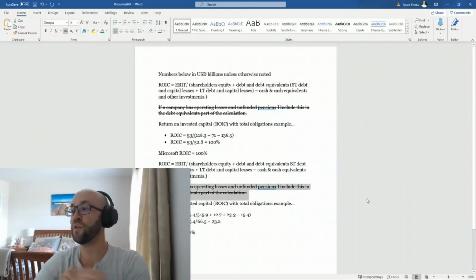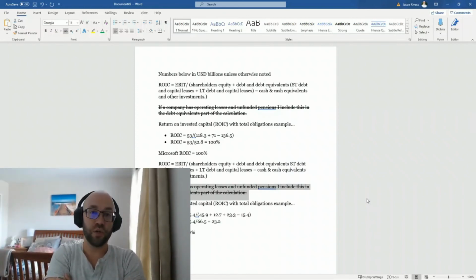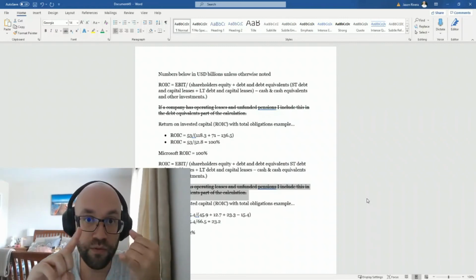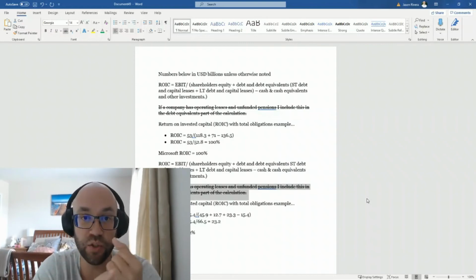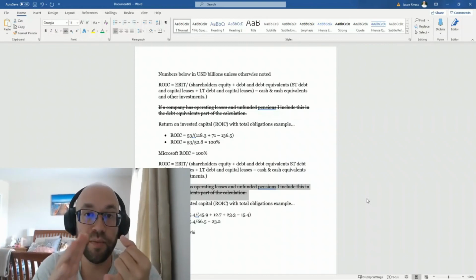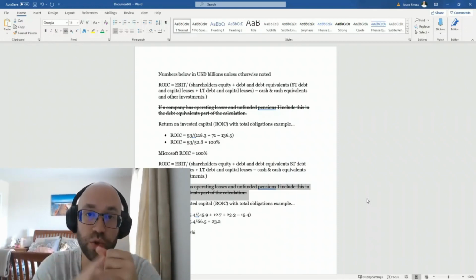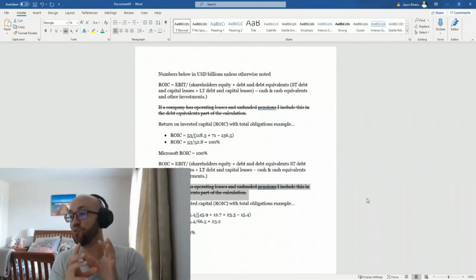Operating leases and unfunded pensions. These aren't included in the basic calculation today, frankly, because it takes more time to look at. You have to look at the company's annual reports to find this information. I'll show you why you need to do that, and how to calculate and find it, in next week's video.